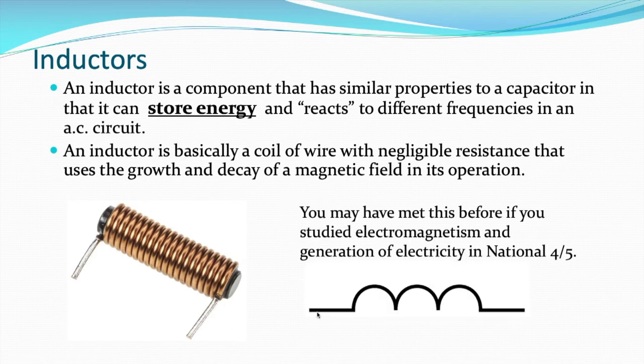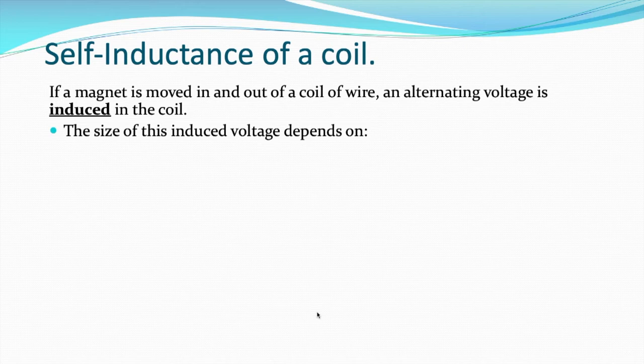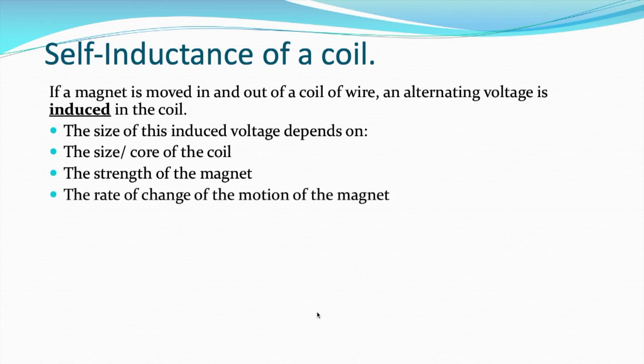And there's the symbol for an inductor or a coil. If it's got a wee bar above it, that means it's got an iron core running through the middle of it. If a magnet's moved in and out of a coil of wire, which we've shown you plenty of times, an alternating EMF, a voltage, is induced in the coil. And the size of that voltage depends on the size of the coil and whether or not it's got a core in it, the strength of the magnet that you're moving in and out of that coil, and the rate of change of the motion of the magnet, or the rate of change in the magnetic field.